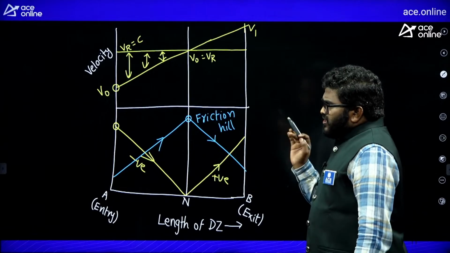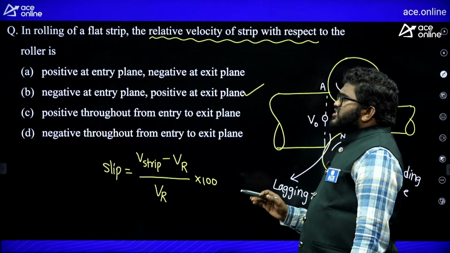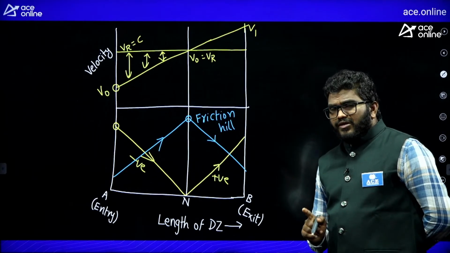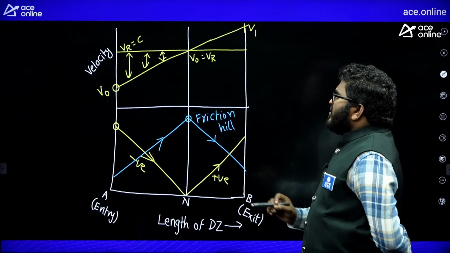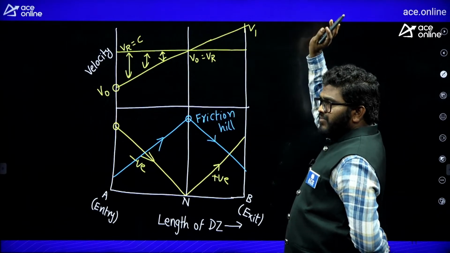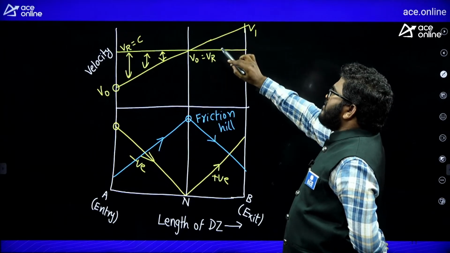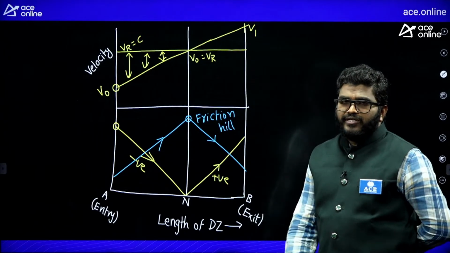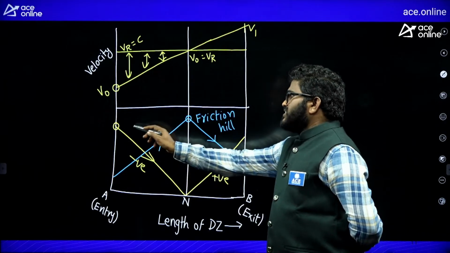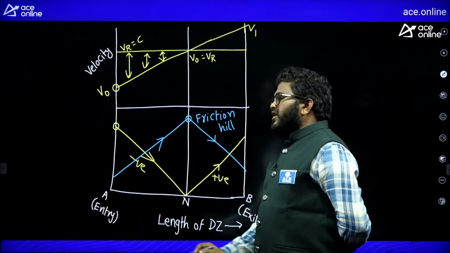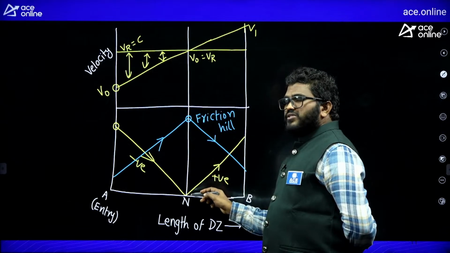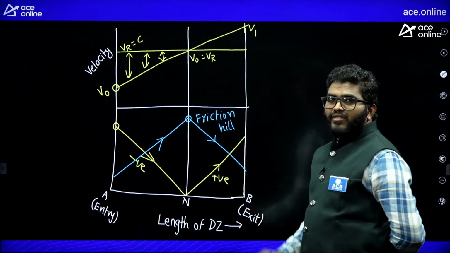Right. So from this, there is a chance to ask a theoretical type of question. That's why I'm explaining. Remember, in the rolling operation the velocity of the roller is constant, the velocity of the strip keeps on increasing, and at the neutral plane the velocity of the roller is equal to the velocity of the strip. First point. If you talk about slip, slip is maximum at entry and exit, and slip is decreasing in the deformation zone. At the neutral plane slip is 0, and it keeps on increasing.